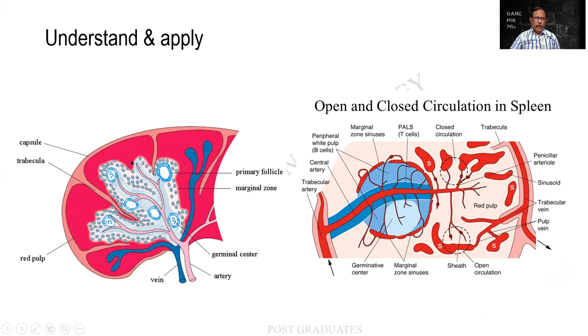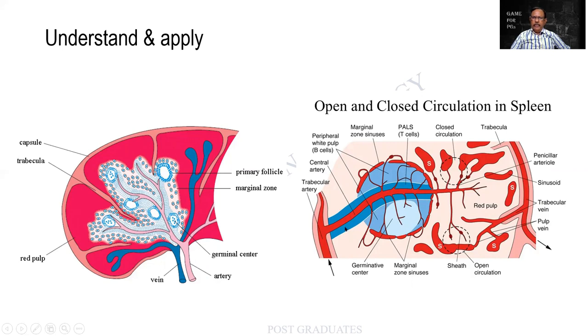There is a capsule, and then there are projections from the capsule called the trabeculae. These are incomplete, and you will also see some areas which are somewhat reddish in color called the red pulp, made mainly of a network of sinusoids, and there will be relatively pale areas which are called the white pulp where the lymphoid follicles are seen. So these are the fundamentals which we should remember: capsule, trabeculae, red pulp, white pulp, hilum obviously.